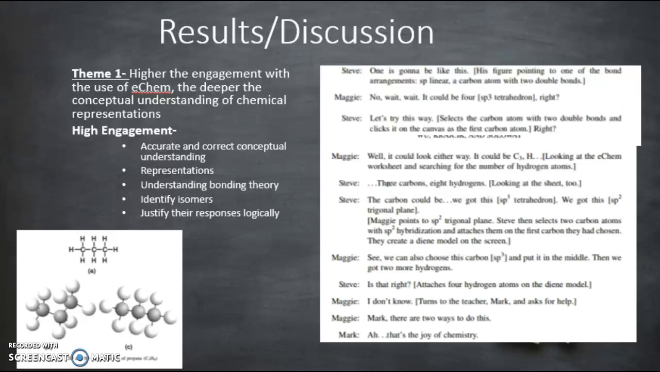Students' engagement was correlated to their conceptual understanding. When students were highly engaged in constructing, visualizing, and/or analyzing molecular models, their discussions involved the conceptual aspect of representations, through which students made these representations meaningful.